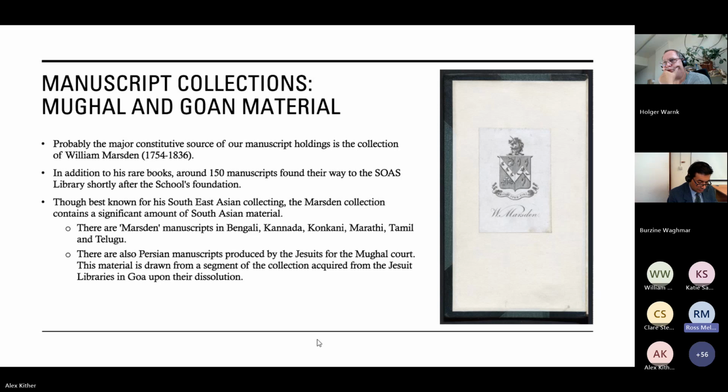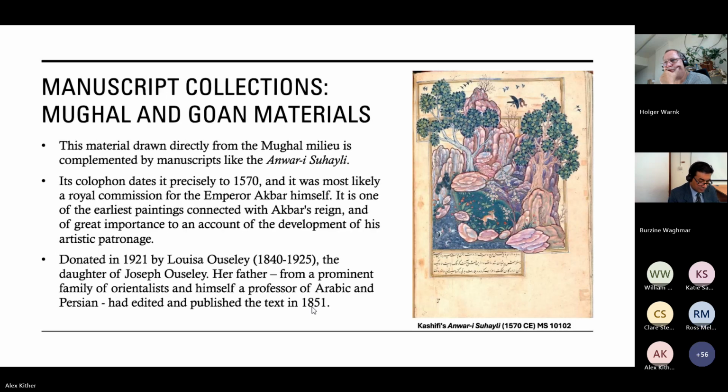And this material is a particularly interesting part of Marsden's collection, which is drawn from material acquired from the Jesuit libraries in Goa upon their dissolution in the 18th century. This material from the Marsden collection, which is drawn so directly from the Mughal imperial milieu, is complemented by various other things that SOAS holds.